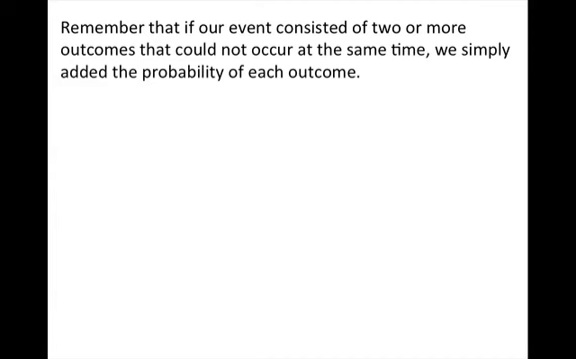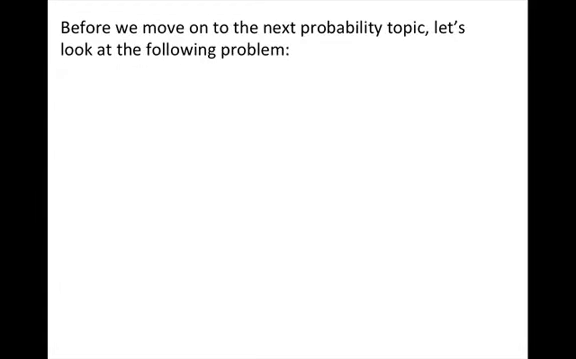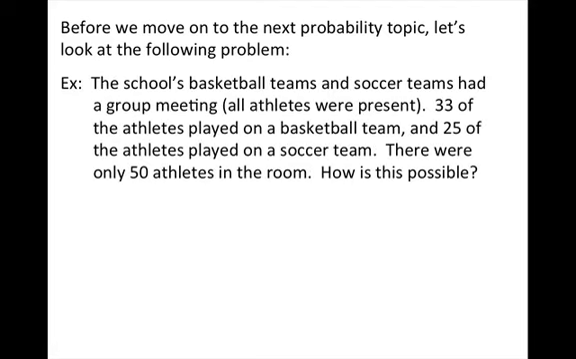Remember that if our event consisted of 2 or more outcomes that could not occur at the same time, we simply added the probability of each outcome. Well, what if the outcomes could occur at the same time? And before we move on to that next topic, let's look at this next problem to help us understand it.